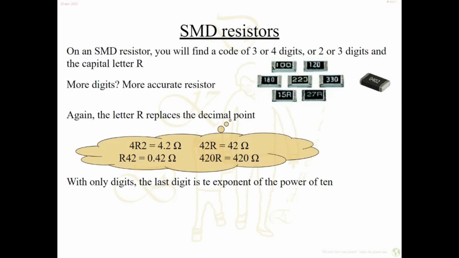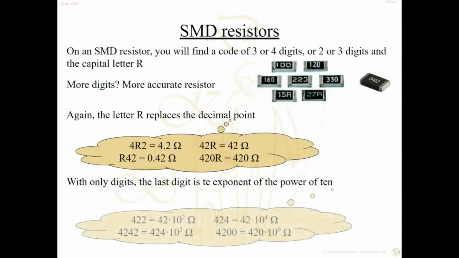If there are only digits on them, so we won't use prefixes like K or M here, in that case there are only numbers on them, then the last digit is the exponent of the power of 10. So here are some more examples. 422 doesn't mean 422, it's 42 times 10 to the second ohms. 424 is not 424, but it's 42 times 10 to the fourth ohms. So you have to add 4 zeros after the 42.